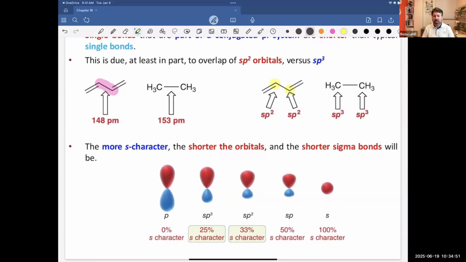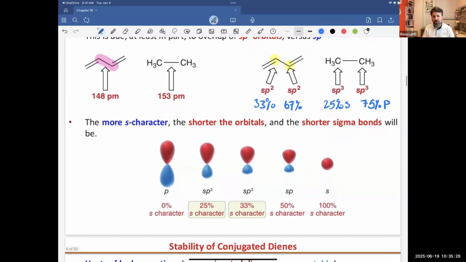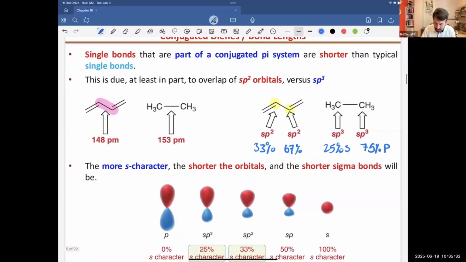What's the reason behind it? Because they have more s character. In this case, we have 33% s character, and 66.66% is going to be p character. Well, here it is just 25% s character and 75% p character. The more s character the orbital has, the closer it will be to the nucleus, and that means the bond will be shorter because the orbital is smaller. That's one way to look at it. And another way to look at it, you can take this pi bond and move it here and see what will happen.